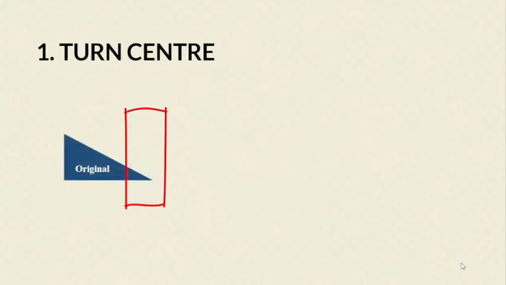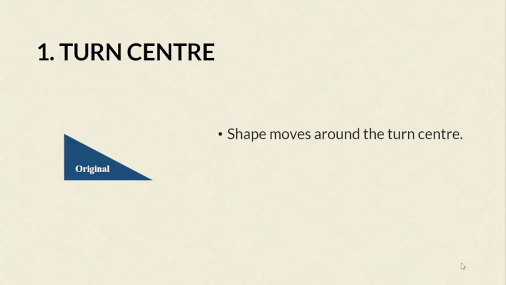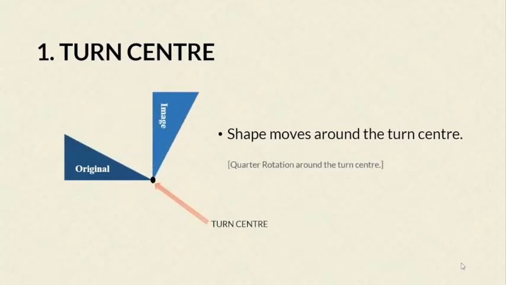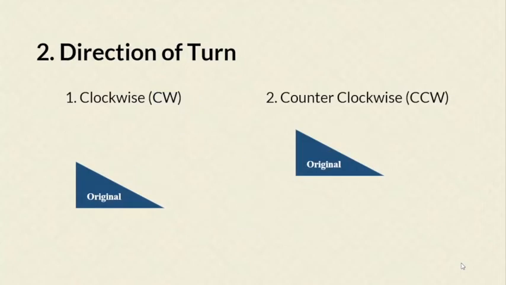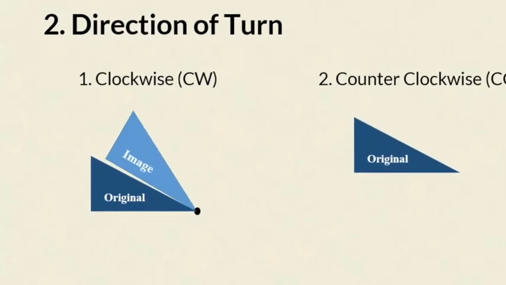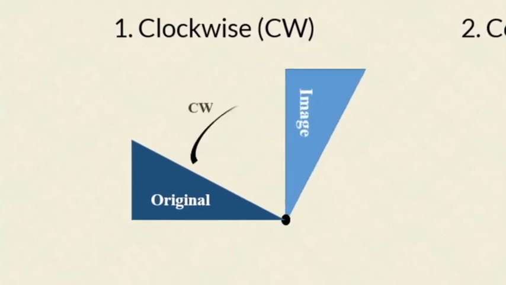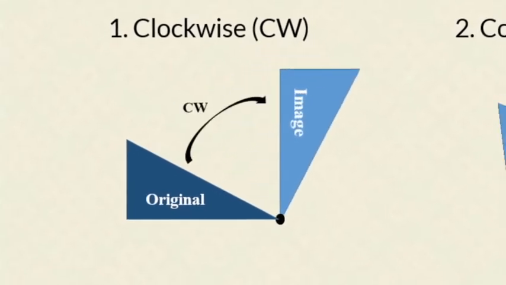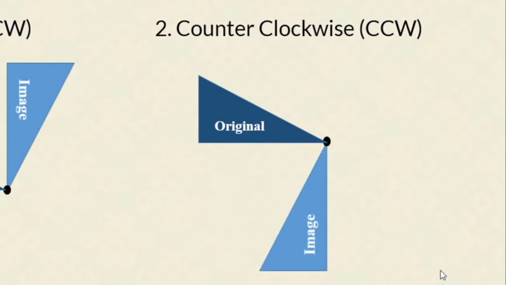First, let's focus on the turn center. To create an image, we must move the shape around the turn center. Remember that the turn center is always fixed. Next is the direction of the turns. There are two directions of turns, as shown in the wheels of the car. When the shape moves towards the right, it makes a clockwise turn. And when the shape moves towards the left, it makes a counterclockwise turn.